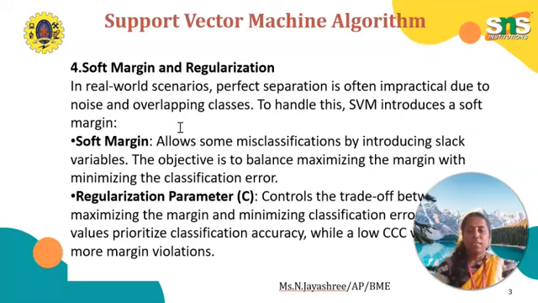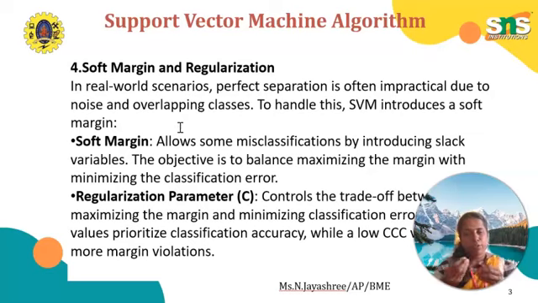To handle this, SVM introduces a soft margin. A soft margin allows some misclassifications by introducing slack variables. The objective is to balance maximizing the margin with minimizing the classification error. The regularization parameter C controls the trade-off between maximizing the margin and minimizing the classification errors. A high C value prioritizes classification accuracy, while a low C value allows more margin violations. This is soft margin and regularization.